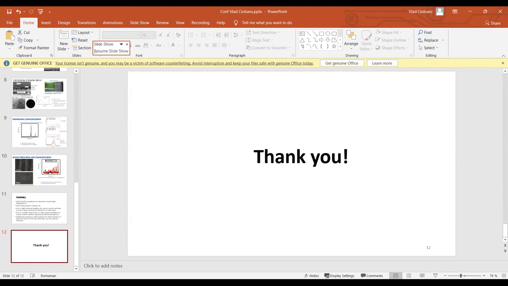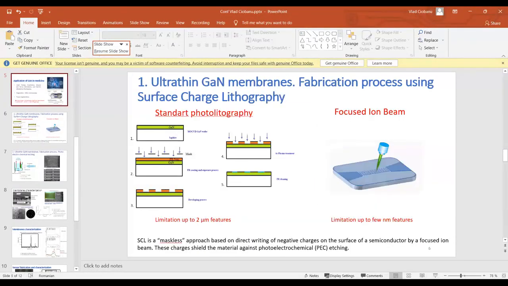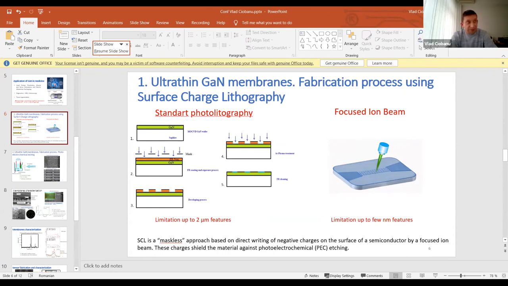Okay, I have one question. In one of your first slides, you wrote that you have a limitation of 2 micrometers. After that, you are presenting membranes with a thickness of 15 nanometers. Well, that was an image of the cross-sectional view, so I showed the thickness of the membrane. However, the limitation of 1-2 micrometers is the limitation of photolithography. It's not depending on the thickness of the material we are obtaining. Okay. Thank you.